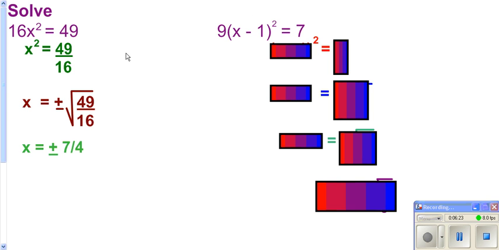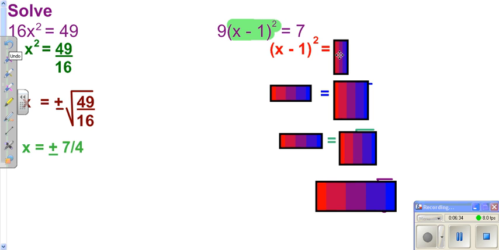We're going to use the same approach over here on the other one. We're going to go ahead and try to get our squared term right here by itself. So that means we'd have to get rid of the 9. So we're going to divide both sides by the 9 to get rid of the timesing by 9. Now we are going to do just what we did over here, get rid of our squaring. So we're going to take the square root.